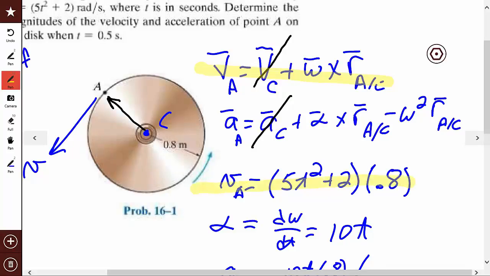What is that? What's this? 5t squared plus 2. What is that? That's the omega. What's this? That's the distance. So you can do the cross product if you want, but what they're expecting you to do is to say, oh, I know this is real simple. This guy's tied down. That omega cross R has got to be perpendicular, and its magnitude will be the size of omega times the distance.